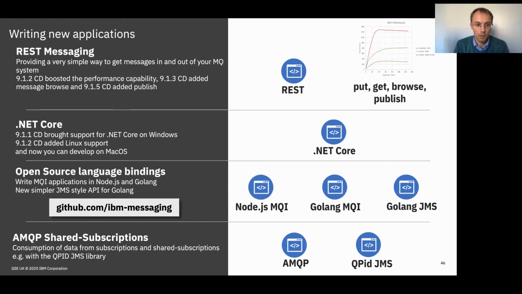We also support a lot more language bindings. So we've made examples available for how you can use Node.js and Golang, both using the MQI interface and JMS. We've added support for AMQP and Qpid JMS applications in recent years. And at the same time, we've also got support for .NET Core, which is available both on Windows and Linux.